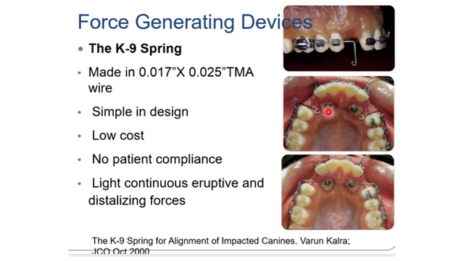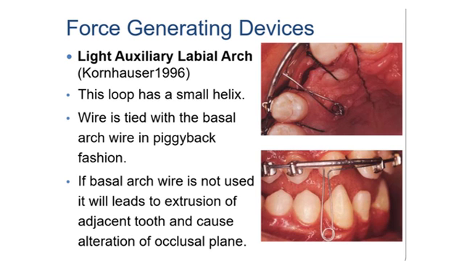Simple in design, no patient compliance, light continuous eruptive and distalizing forces, and very rapid in action. Another method for force-generating devices is applying two arch wires: one is the main arch wire and the second arch wire has vertical loops. Light maxillary labial arch by Kornhauser 1996. This loop has a small helix, and the wire is tied with the basal arch wire in piggyback fashion.